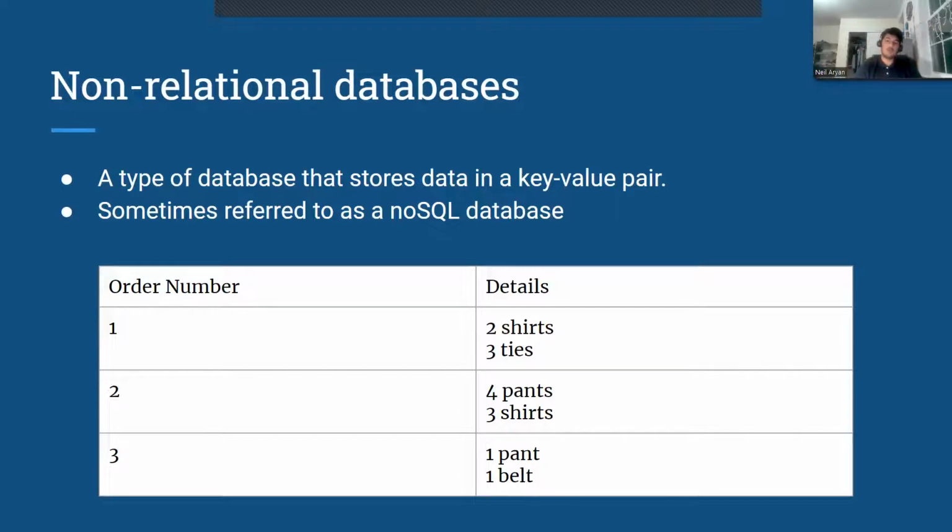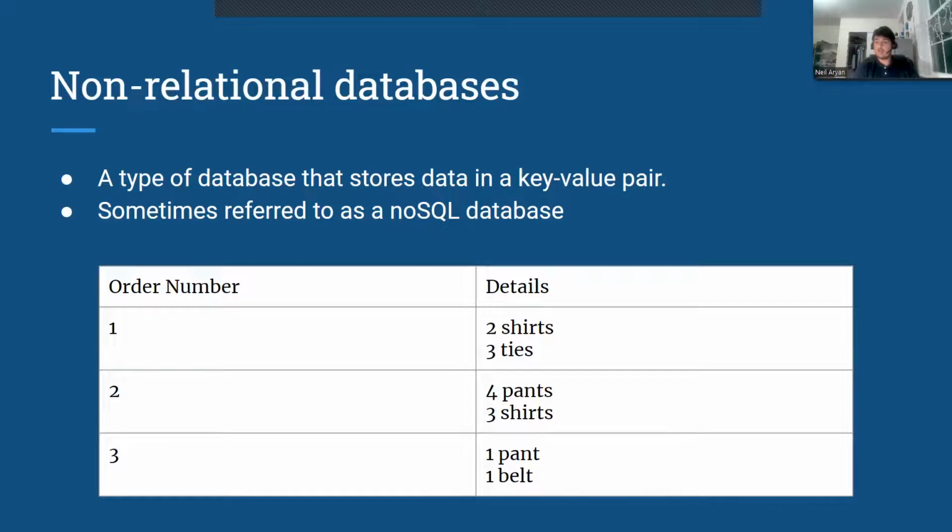Order 5 might be 1 belt and 1 pant. Order 6 can also be 1 belt and 1 pant. So, the number of the order doesn't really matter as to what the details of that order is. They come hand in hand, but one doesn't really depend on the other. It's not really related to one another. It's just there to identify what one thing is.